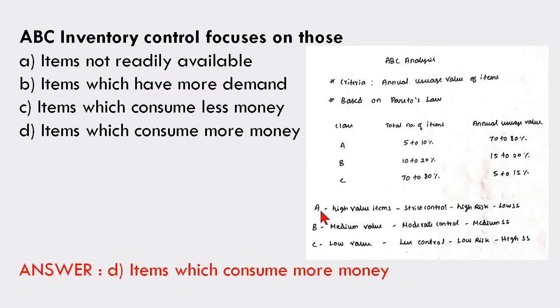to 15%. So A class item is high value items, strict control because it is high value items, and a high risk also, and a low safety stock or no safety stock. B class item is medium value, moderate control, medium safety stock, and the C class item is low value, less control, low risk, and high safety stock.